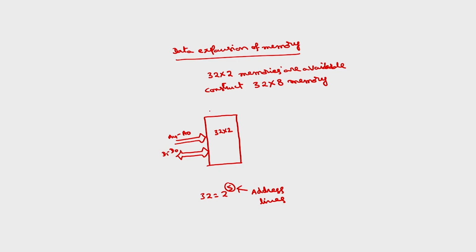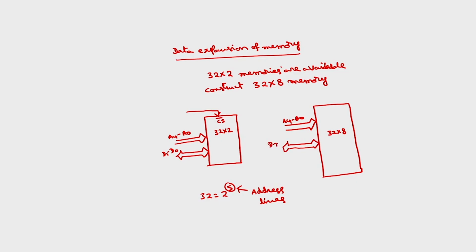Of course, there is a chip select and read/write bar. Normally chip select will be active low, as I have told, and read bar write bar depends upon whether the memory is read only memory or read write memory. Now if I take 32 by 8, the number of address lines remains the same. This also has 5 bit address lines, A4 to A0, and 8 bit data, D7 to D0. This also has a chip select signal.